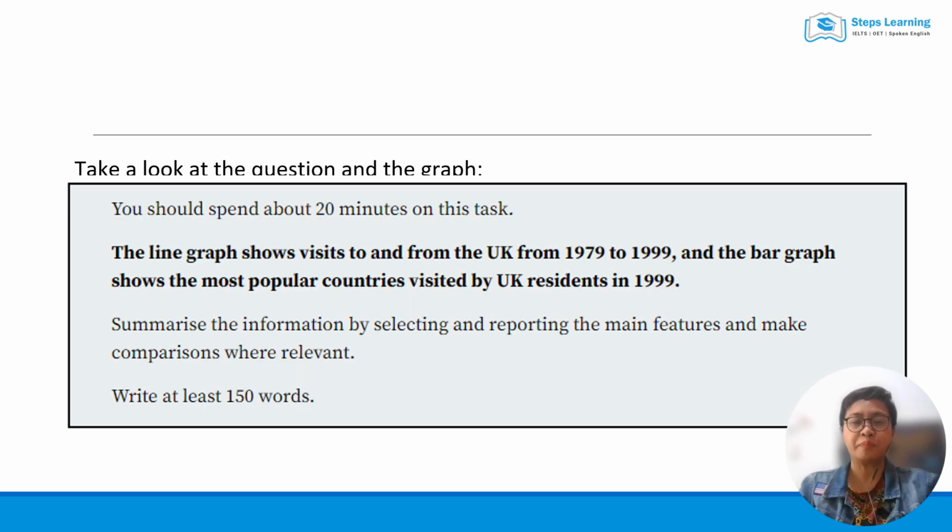So let's look at the sample question. You should spend about 20 minutes on this task. The line graph shows visits to and from the UK from 1979 to 1999, and the bar graph shows the most popular countries visited by UK residents in 1999. Summarize the information by selecting and reporting the main features and make comparisons where relevant. Write at least 150 words.